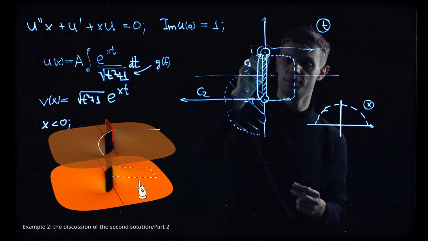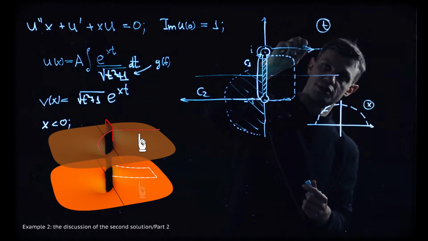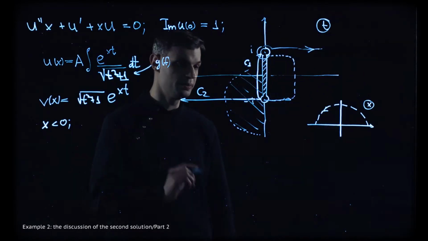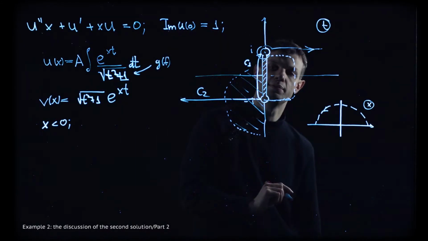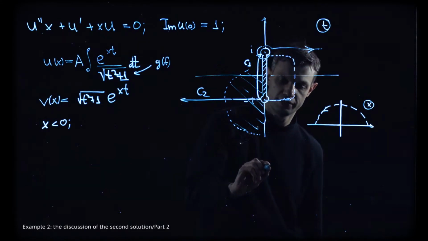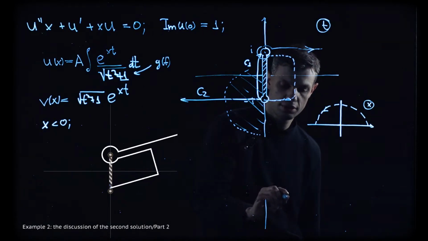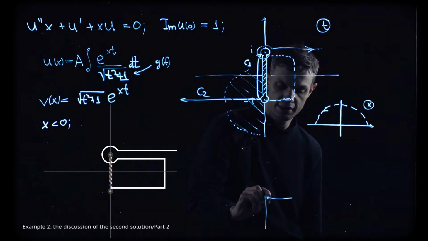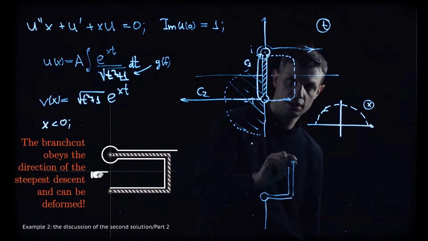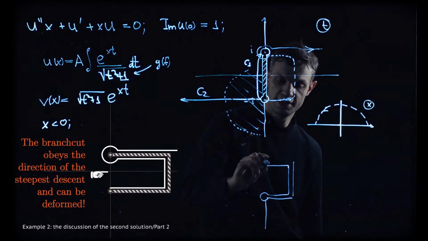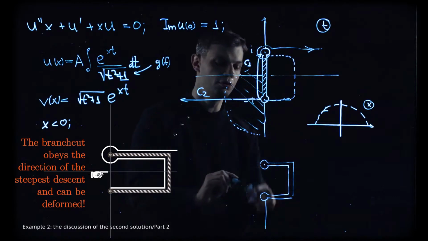This part belongs to the lower Riemann sheet, and the straight, solid lines belong to the upper Riemann sheet. Another possible interpretation of the same thing would be just to deform the branch cut, to make it obey the direction of the steepest descent. You can draw a branch cut like this, bending it into the steepest descent direction. This is suitable; you don't have to think about the lower Riemann sheet.